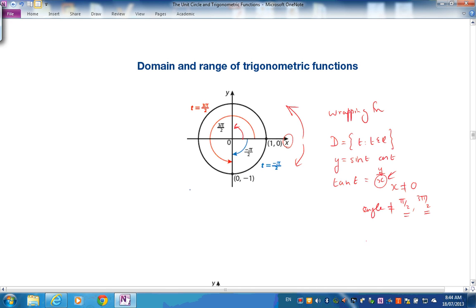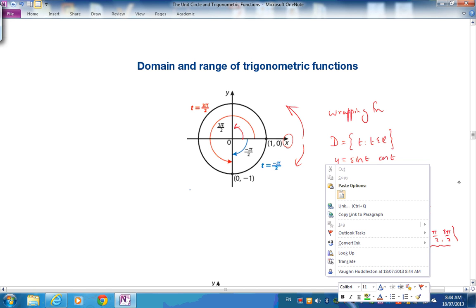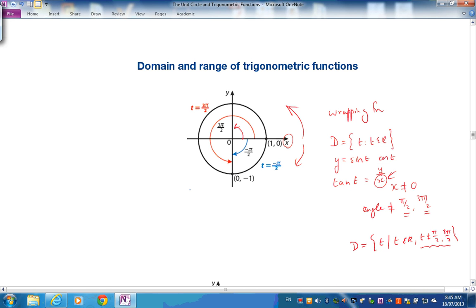So here the domain for tangent would be equal to the set of t such that t is a member of R, but t is not equal to pi on 2 and 3 pi on 2, or we might have to say more. That's only on one revolution, but it would be no multiples of that. Okay, t is not equal to multiples of this. So k times pi on 2, 3 pi on 2. We'll come back and have a look at that in a minute.